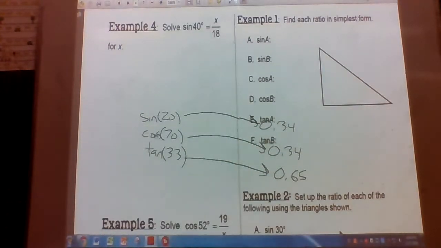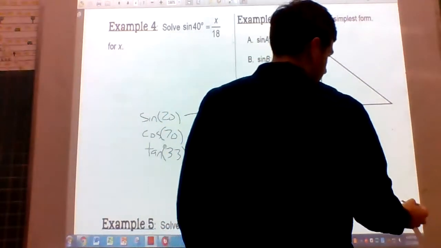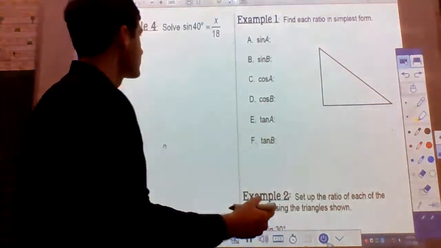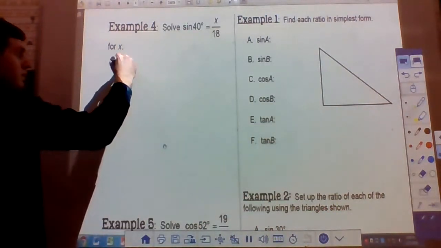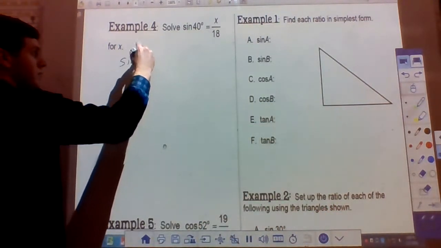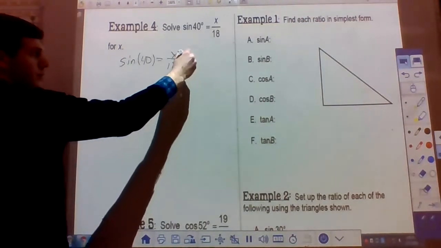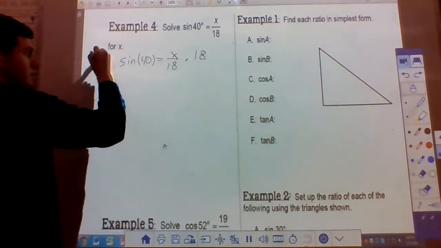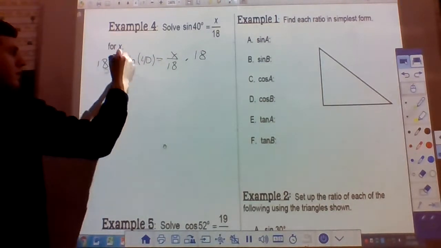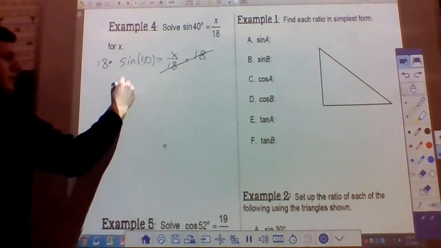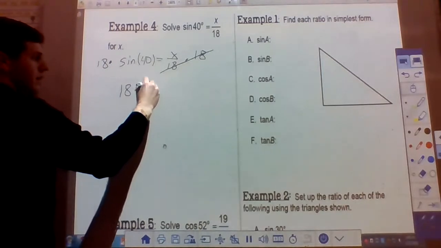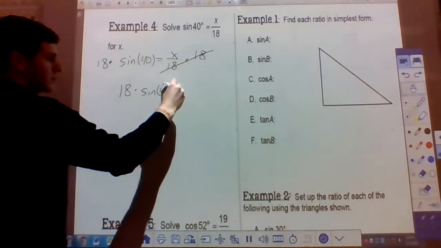Example 4. Solve sine of 40 equals x over 18. Okay, so we have sine 40 equals x over 18. Well, how do we get x by itself? We have to multiply both sides by 18. Okay, these 18s cancel. We get 18 times the sine of 40 equals x.